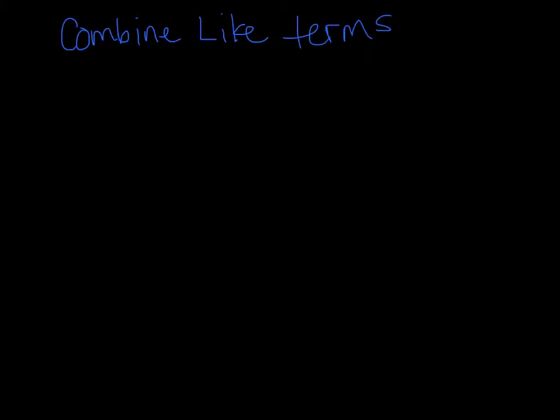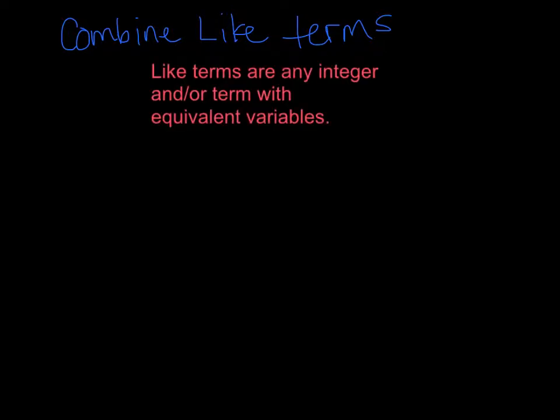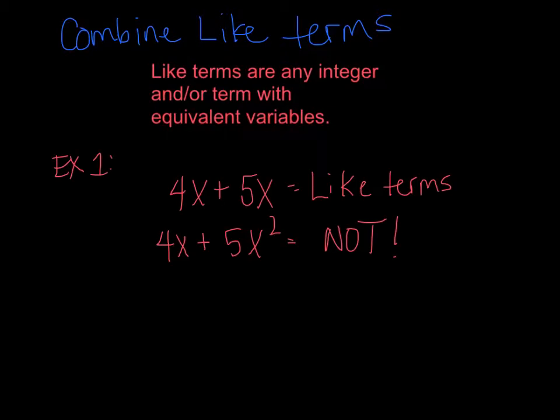So now that you know what a term is and you've practiced that a lot, let's combine those little buggers. So we've defined terms. Now let's define what a like term is. When we talk about like terms, it's very important that we understand that they can be any integer, positive or negative, and terms with equivalent variables. Equivalent would be the same variable. So if it's x in one, it better be x in the other one.